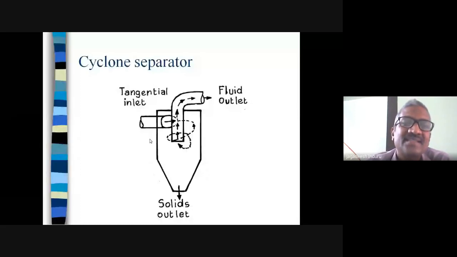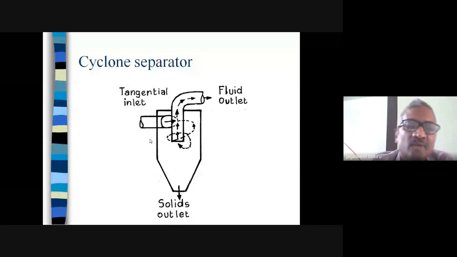Why this tangential inlet? Why is it not at a right angle to the cylindrical container? Because we want to create a cyclone. So the tangential inlet is the second part. The third part is, in the center, a fluid outlet. This is the pipe which is present in the center.